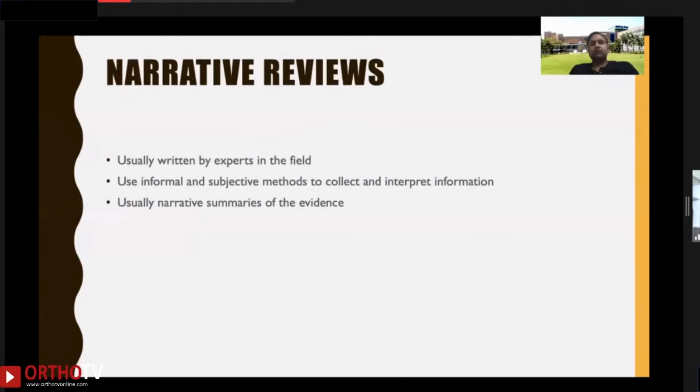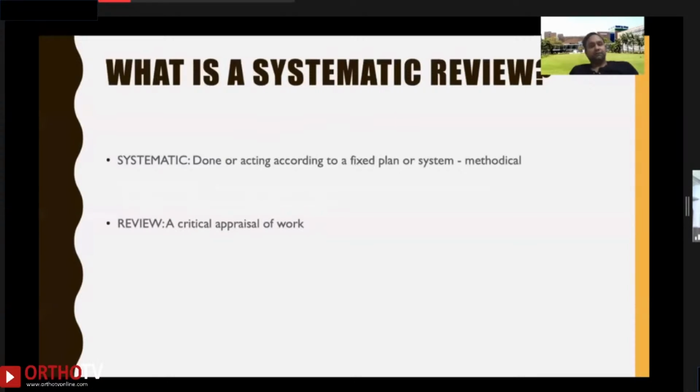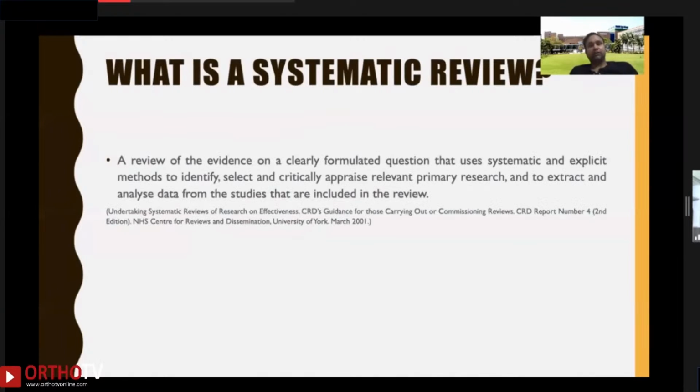So the narrative reviews are usually written by experts, but they don't follow any particular pattern or methodology, and they are just a summary of the evidence. While the systematic reviews are done according to a fixed plan or a methodical system, and then there is a critical appraisal of all the work which they include in these studies. So what is a systematic review?